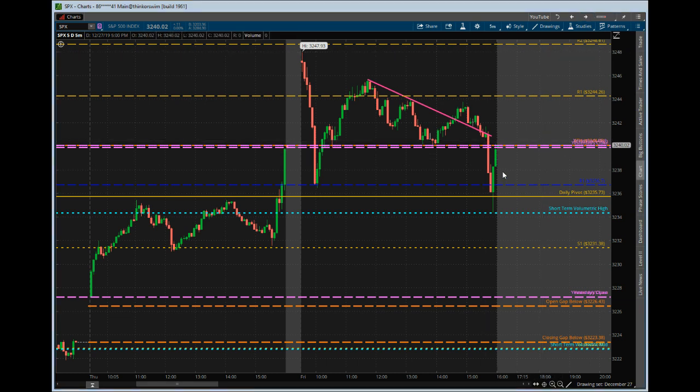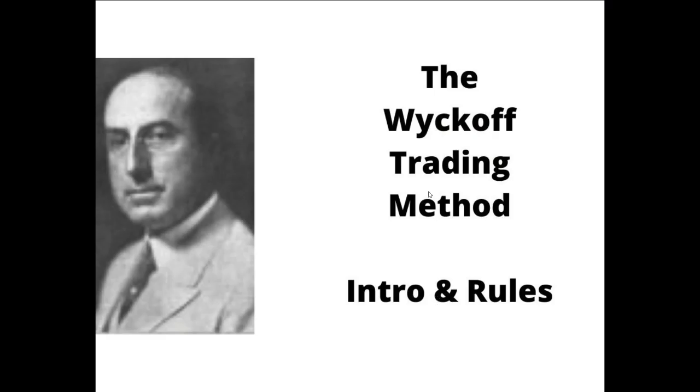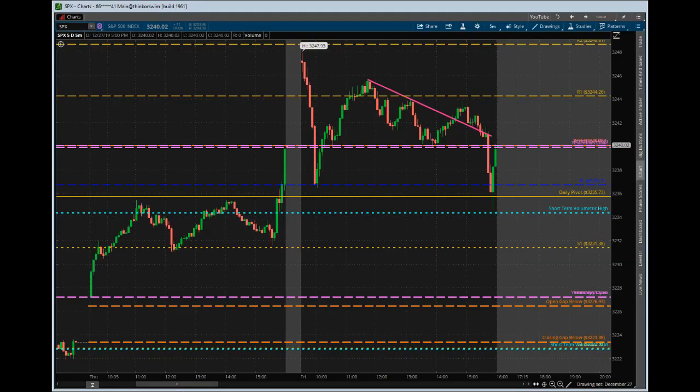So this week, once again, we're going to be talking about the Wyckoff trading method. Today is pretty simple stuff. We're just going to go over the intro and his rules of the market. It's mostly a conceptual beginning, and then we'll get into some techniques that we could use later. First of all, who is Wyckoff? Let's talk about that for a quick second.